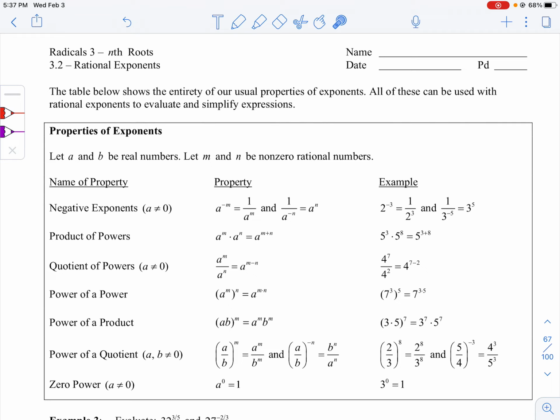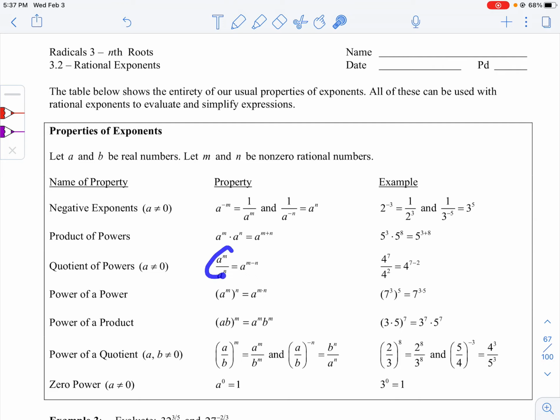And that is something familiar. We also have what we call quotient of powers when we are dividing two things that have the same variable, like a over a, 2 over 2, things like that.